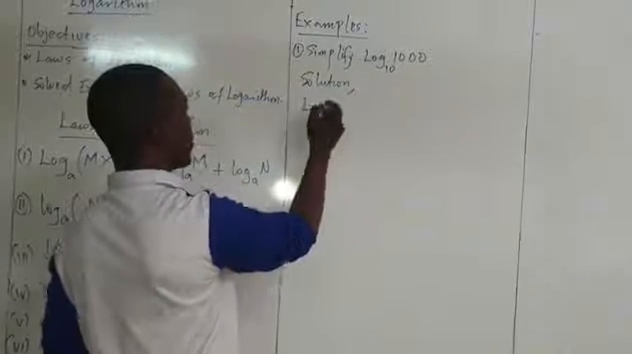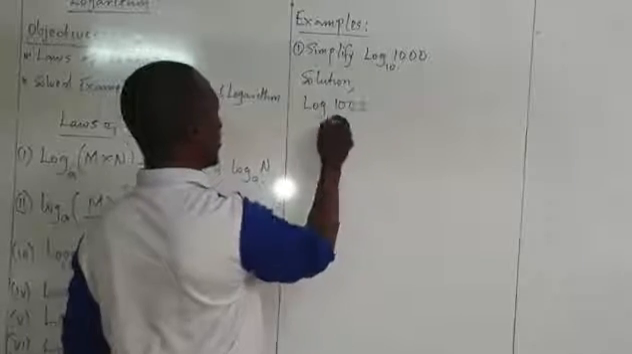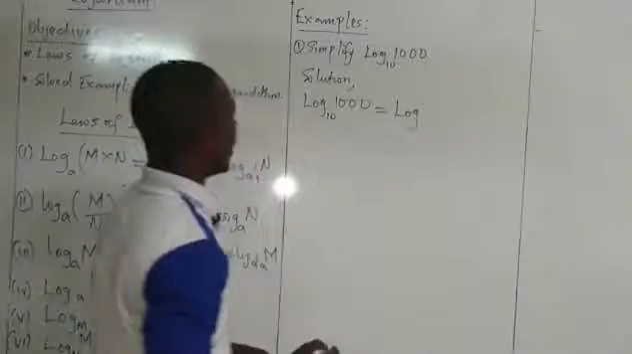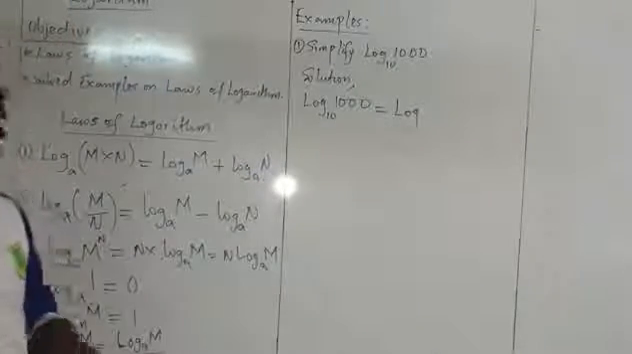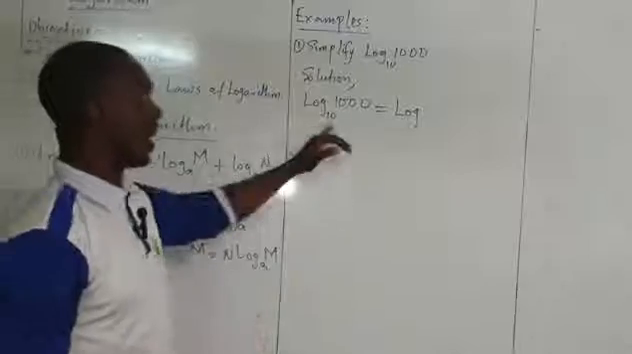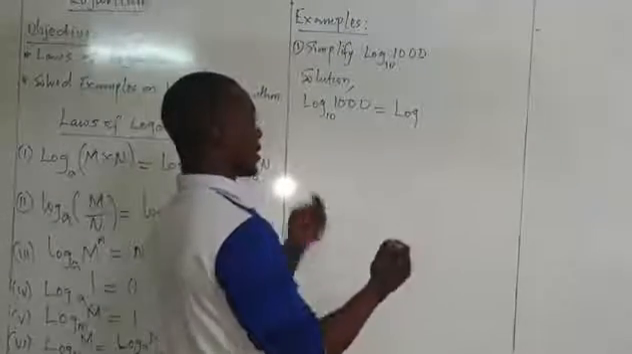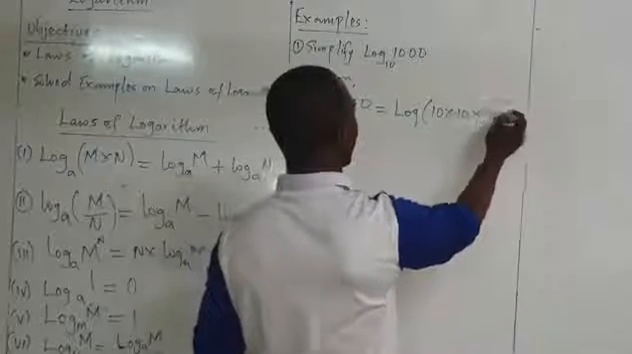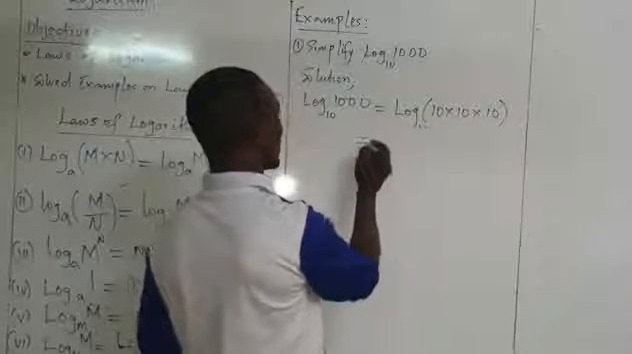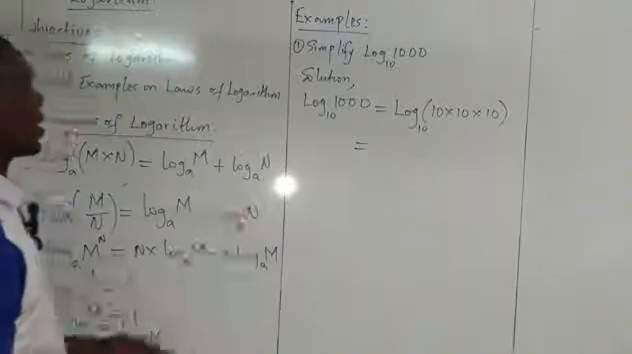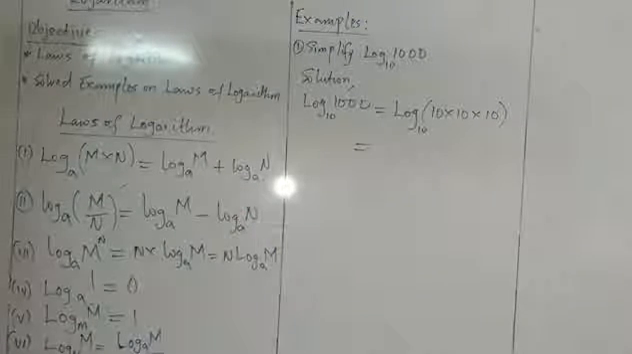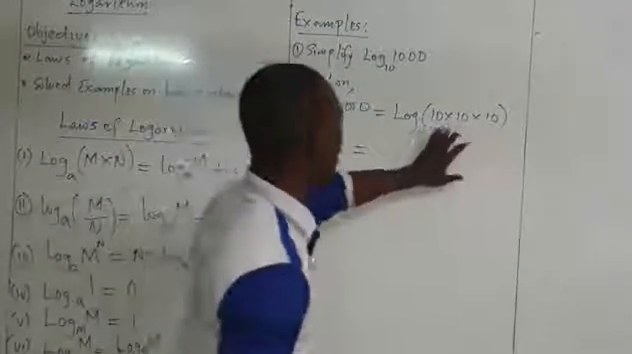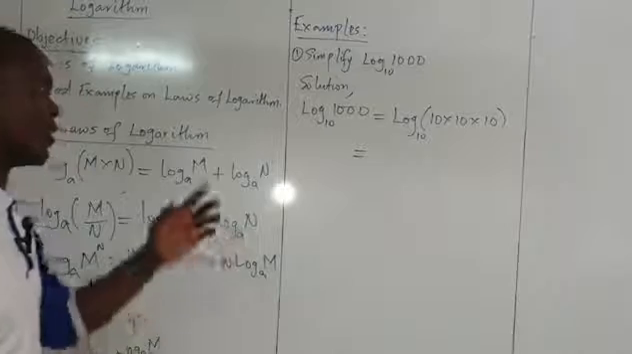We have log 1000 base 10, which is equal to log. So 10 in how many places will give us 1000? That is 10 times 10 times 10. So we have 10 times 10 times 10, base 10. 10 times 10 times 10 gives us 1000. So log 1000 base 10 is the same thing as log 10 times 10 times 10 base 10.